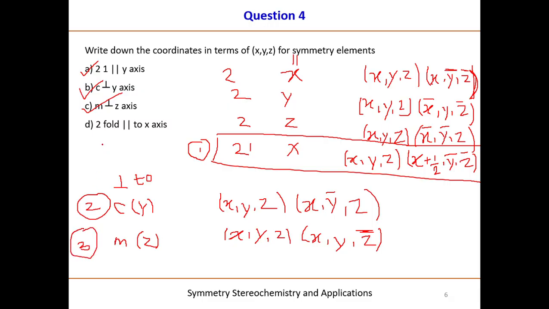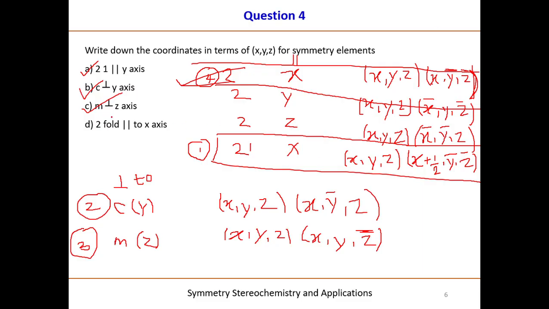The fourth and last one is given here, twofold axis parallel to the x-axis. So as I told you here, this is the twofold axis parallel to the x-axis, the very first example. So this is the correct answer for the fourth one. If twofold axis is parallel to the x-axis, we will write in terms of x, y, z coordinate x, y bar, z bar. So this is the answer for these questions.